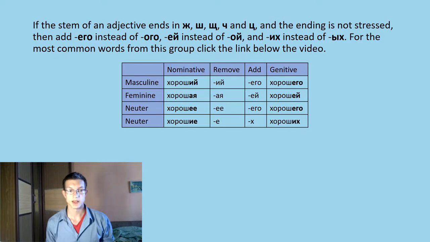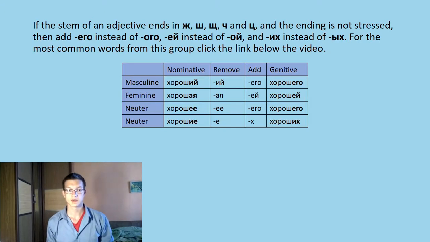And if the stem of an adjective ends in ж, ш, щ, ч, and ц, and the ending is not stressed, then add его instead of ого, ей instead of ой, and их instead of ых. For the most common words from this group, click the link below the video.